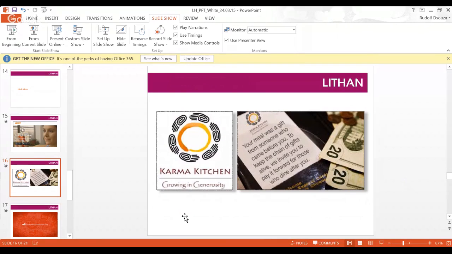Restaurant. You eat at a restaurant, and then when it's the time for the bill, instead of getting a proper bill, you get a message in the form of a card. That card reads that your meal was a gift from someone who came before you. To keep the chain of gifts alive, we invite you to pay it forward for those who dine after you. So that essentially means that someone has already paid for the meal that I've had.